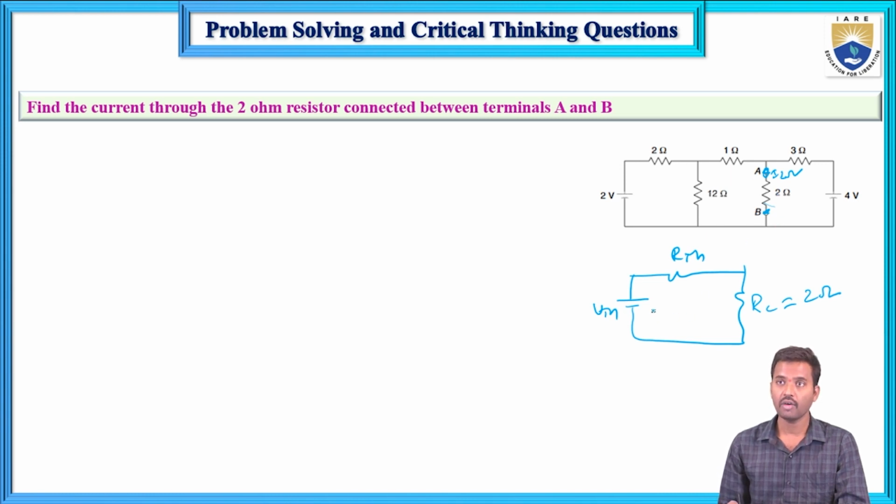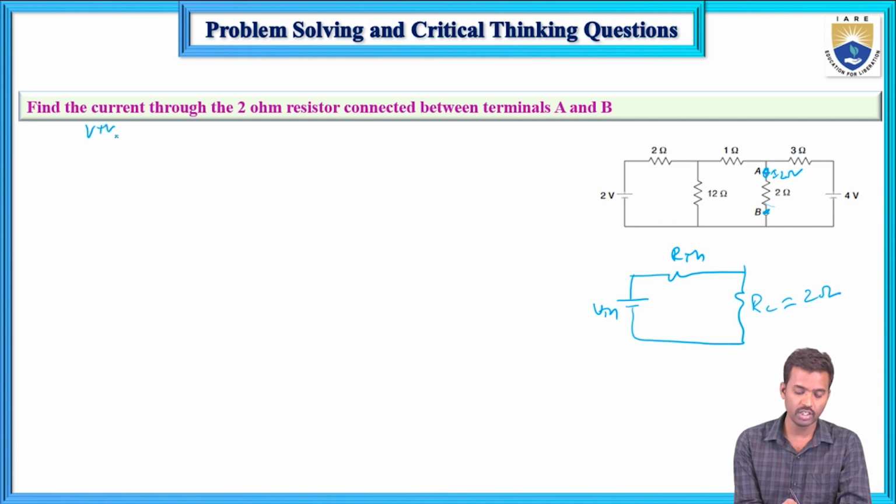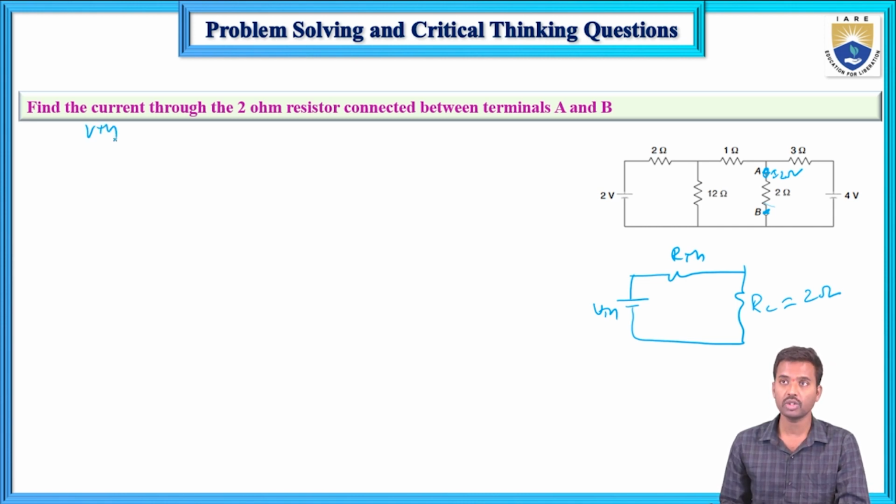So now here, how will we calculate the VTH? To find the VTH, what are the steps? First, remove the load resistance from the given network. So draw the circuit first for that purpose and apply the KVL. Now remove the load resistance first. So this is the circuit. This is the load resistance, and next here 2 volts, and this one 2, and this one 12, and this one 1, and this one is 3, and this one is 4.